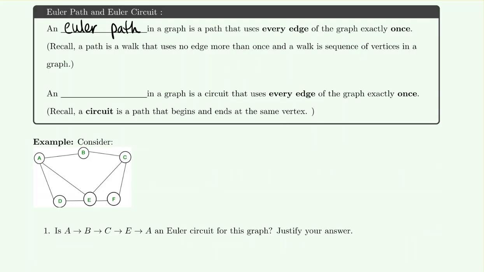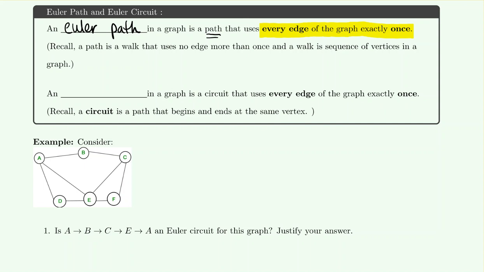An Euler path in a graph is first of all a path, which was a definition that came up in our previous lesson, that uses every edge of the graph exactly once. So remember, a path means that it goes along the sequence of edges that are connected in the graph. And to be a path, not only do you have to be going along the sequence of edges in the graph, but you can't use any edge more than one time. So you can't backtrack over the same edge.